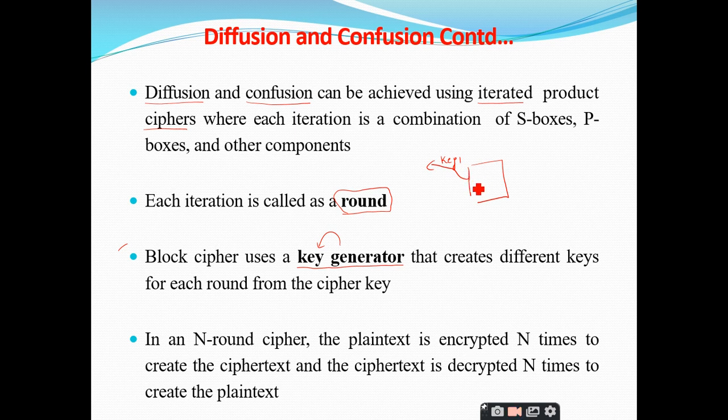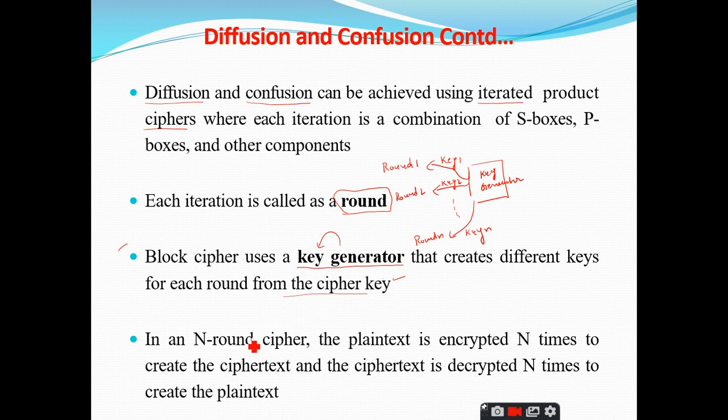So key 1 is the key that is generated and given as input to round 1. Similarly, the key generator is also responsible for generating another key, key 2, which is given as input to round 2 of the product cipher. Like that we can have n number of keys, all generated by the key generator. So this is one important component you should know about these cipher techniques. Is it clear? A block cipher uses a key generator that creates different keys for each round from the cipher key.